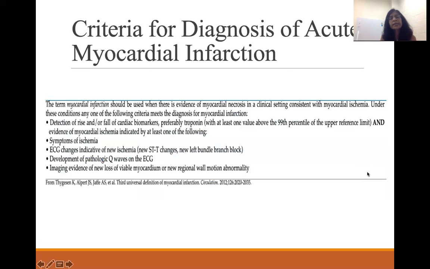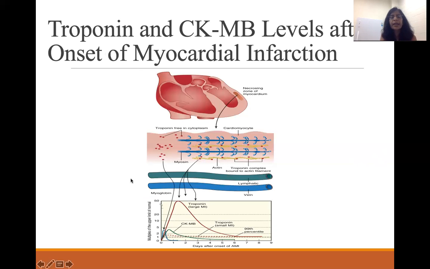Okay. Criteria for diagnosis of acute myocardial infarction. Okay. So you're looking at detection of rise and fall of cardiac biomarkers, troponin levels mainly, and then symptoms of ischemia, ECG changes, and development of pathologic Q waves on the ECG, again, ECG changes, and imaging evidence to prove the same. Here is an illustration of what to expect.